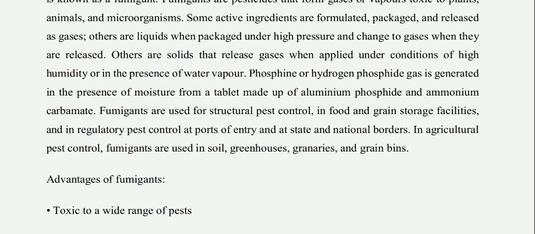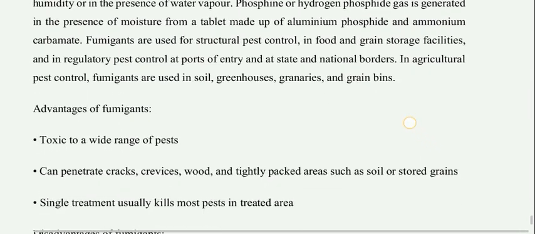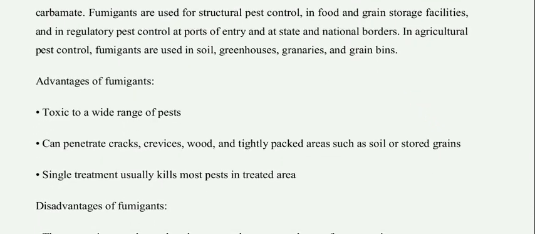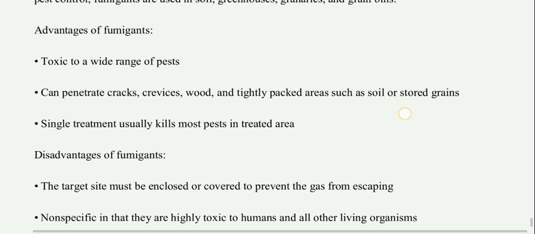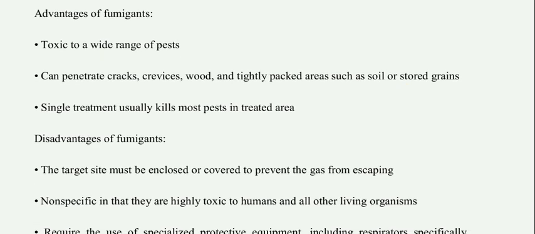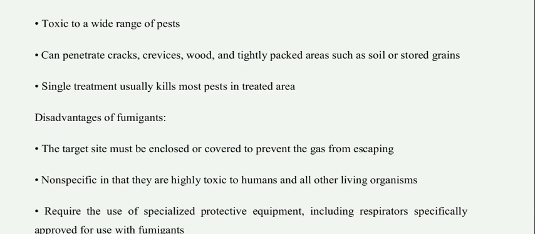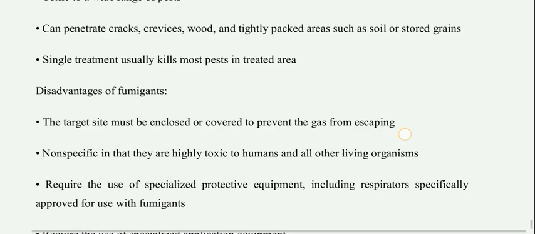So, phosphine or hydrogen phosphide gas is generated in the presence of moisture from a tablet made of aluminum phosphide and ammonium carbamate. Fumigants are used for structural pest control in food and grain storage facilities and in regulatory pest control at ports of entry and at state and national borders. In agricultural pest control, fumigants are used in soil, greenhouses, granaries, and grain bins. Advantages of fumigants: toxic to a wide range of pests, can penetrate cracks, crevices, wood, and tightly packed areas such as soil or stored grains. A single treatment usually kills most pests in the treated area.